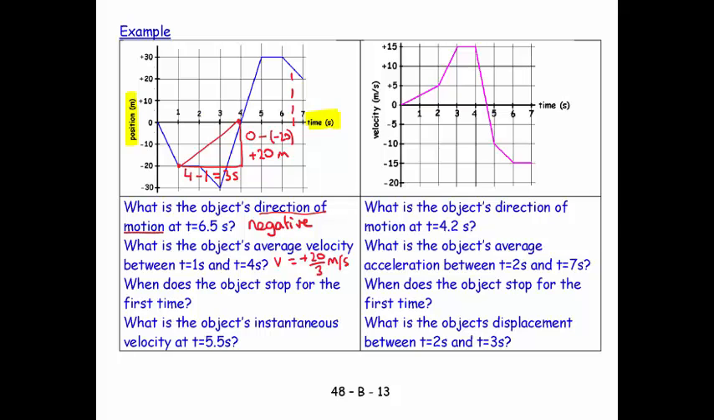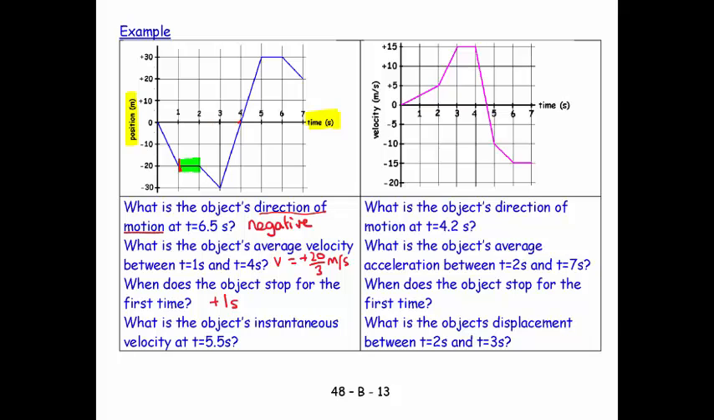Okay. When does the object stop for the first time? Position versus time. Let's erase a little bit here. When does the object stop? Stop changing its position. The object stops for the first time here. And the answer I would put down for this is, I would say, well, it stops moving at plus 1 second. It's the beginning of it.